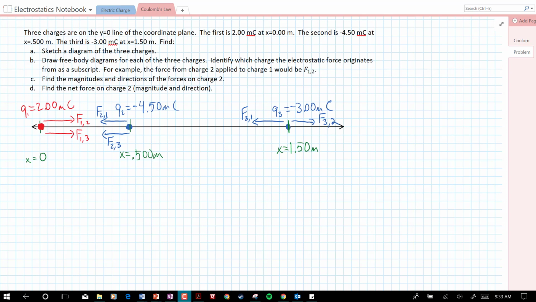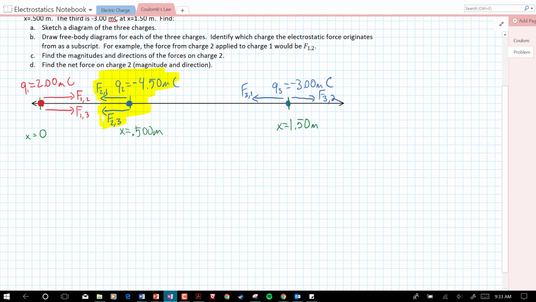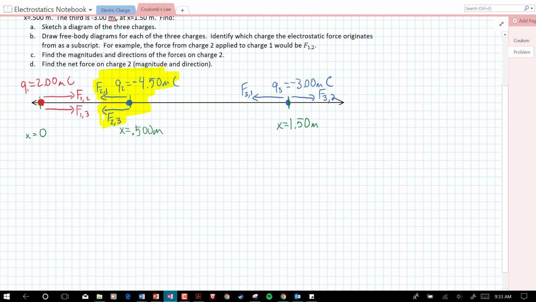That covers part B. Now we can do part C. We want to find the magnitude and direction of the forces on charge 2. Now charge 2 is right here. We only have two forces, the force on 2 from 1 and the force on 2 from 3. So let's just calculate those forces.